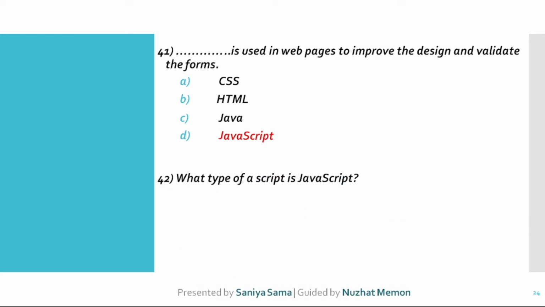42. What type of a script is JavaScript? Option A, server side. Option B, application side. Option C, client side. Option D, user side. The answer is client side.